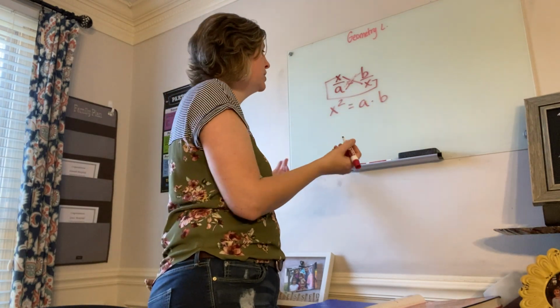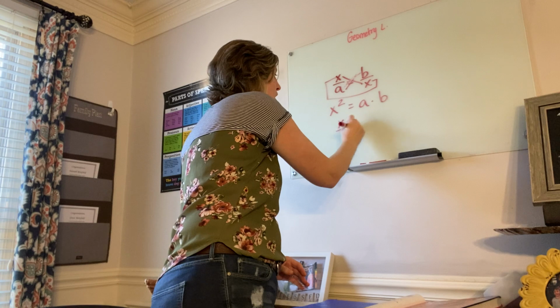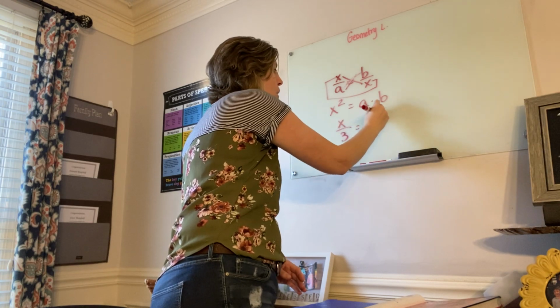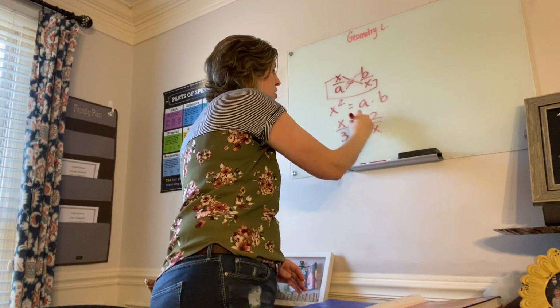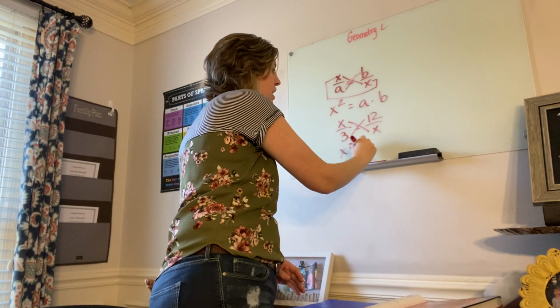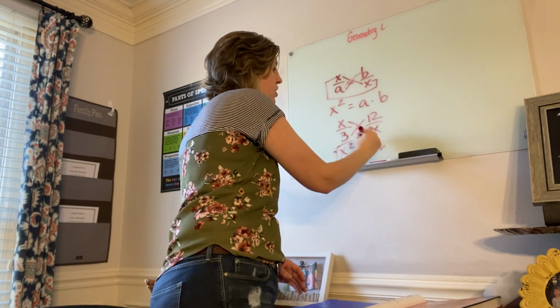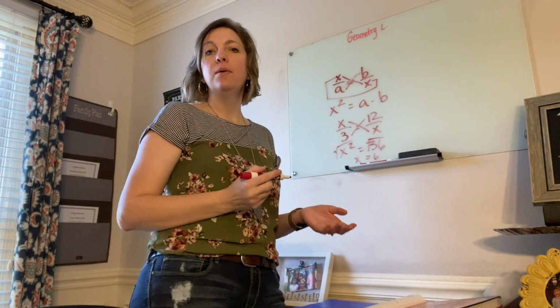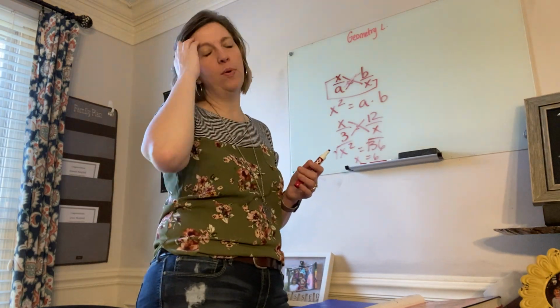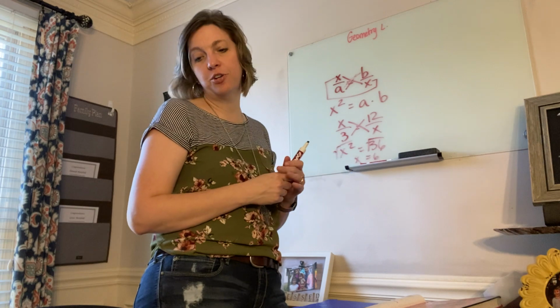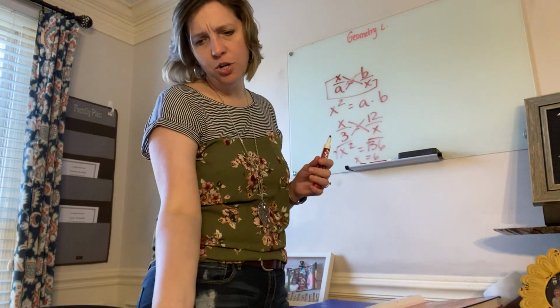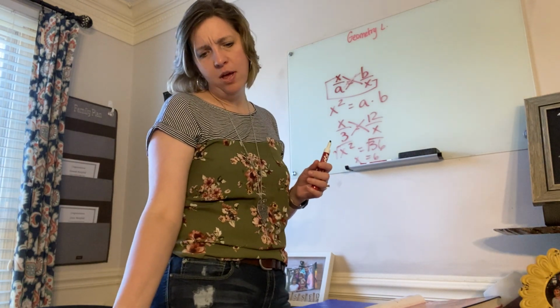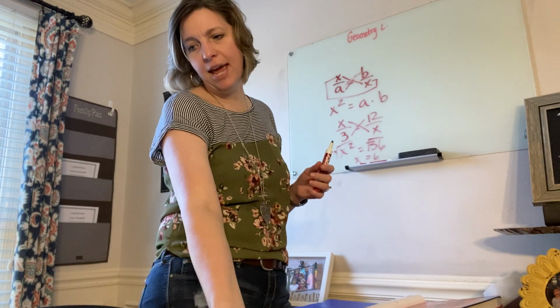Your book shows that they set up x over 3 equals 12 over x. So when you cross multiply, it's x squared equals 36. Then you can square root both sides, x equals 6. It has to, because the means and extremes always equal each other. And that's called the geometric mean. Your book did that for you on page 328.